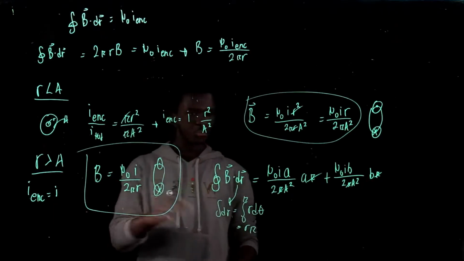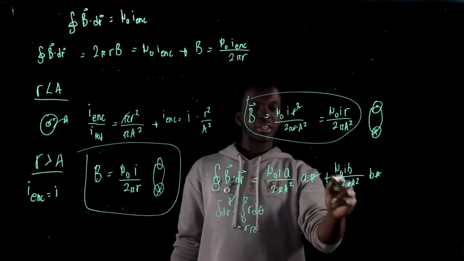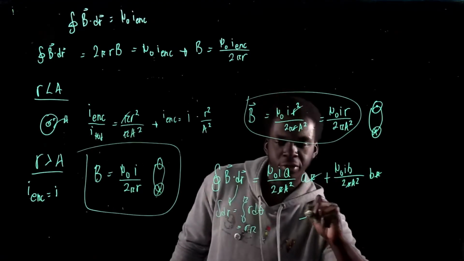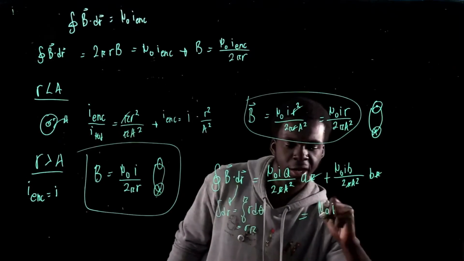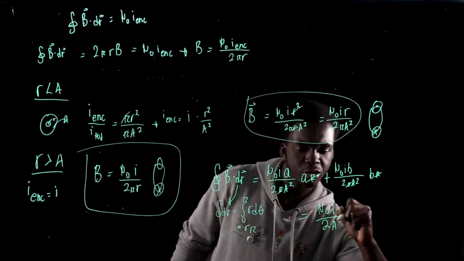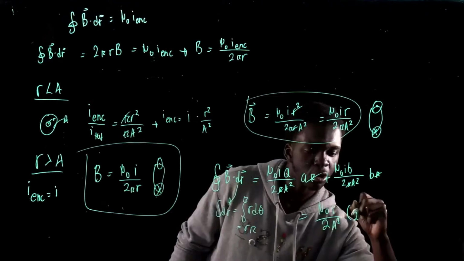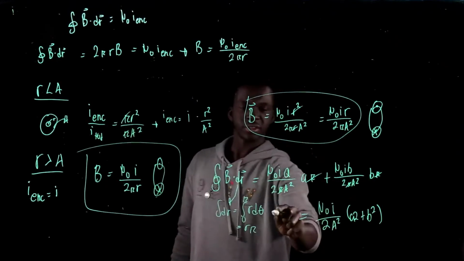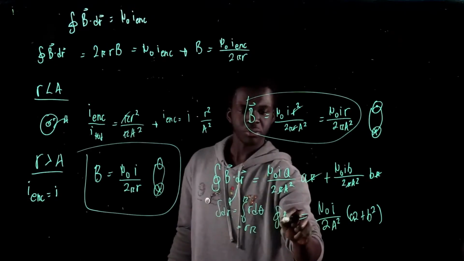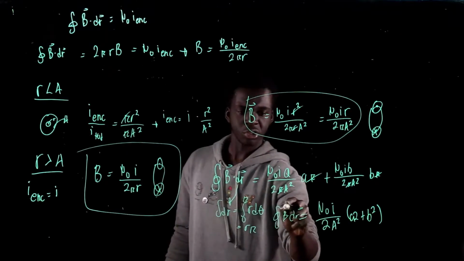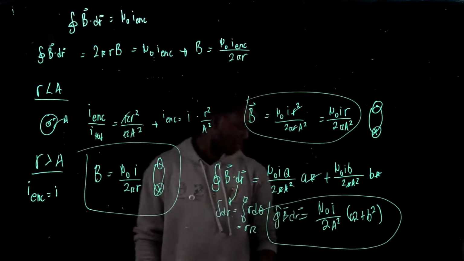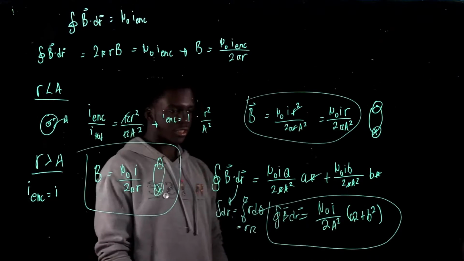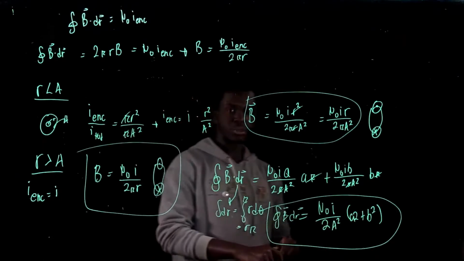And after you simplify all that, you combine like terms. You see the a squared and the b squared. The final answer is going to be mu naught I over 2 a squared, and then you've got the small a squared plus the small b squared, and that is the B dot dr along that path. And that should be the final answer. And that's it for number 2.